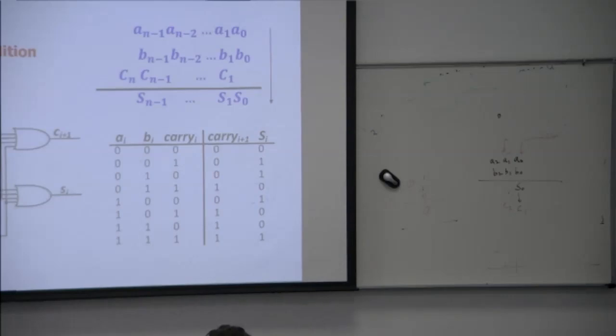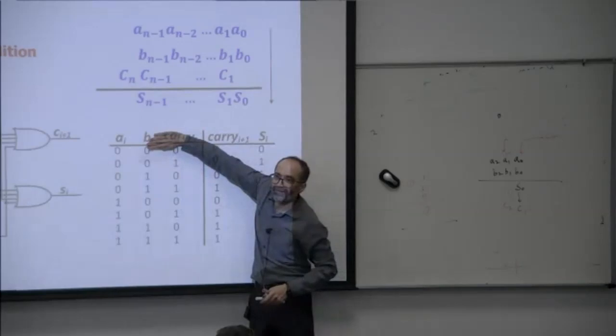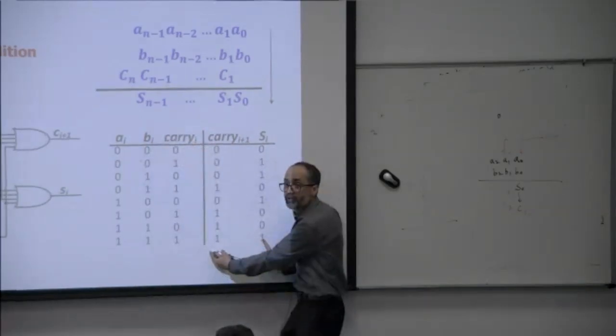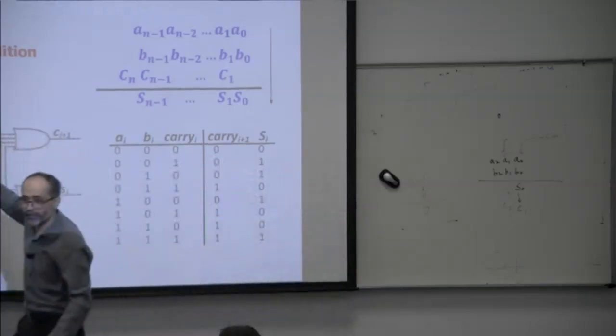So you can derive this. How many AND gates? 1, 2, 3, 4, 5, 6, 7. Not 8. Why? Because for this combination 0, 0, 0, this is not there. And this one is shared. Any question? Should I proceed?